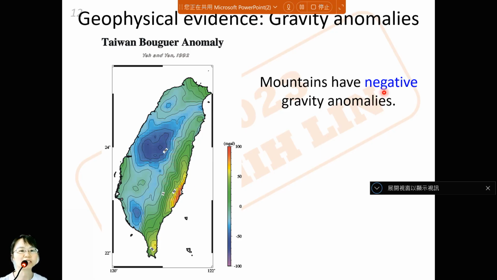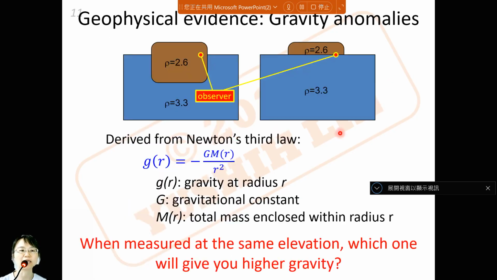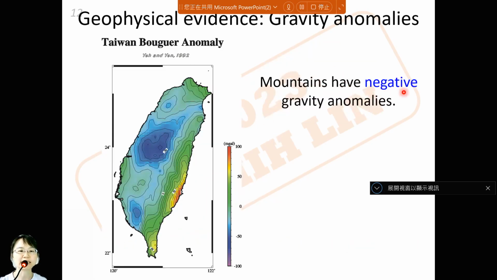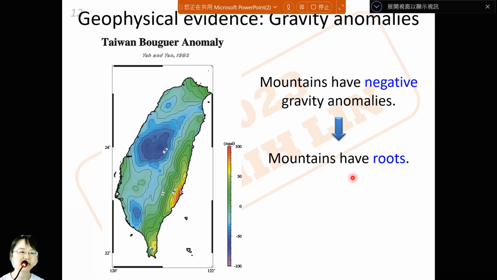Therefore, we usually detect negative gravity anomalies. When we say negative anomaly, it means because this block has a root, you will detect lower gravity than this one. Then we say it's negative gravity anomaly. This is an anomaly map of Taiwan, and you see that here and here we have negative anomaly. And because we have negative anomaly, scientists confirm that mountains have roots. And because mountains have roots, scientists further conclude that mantle is ductile.